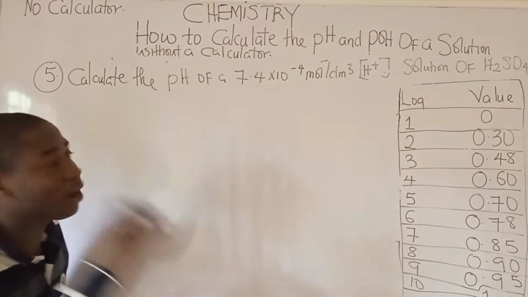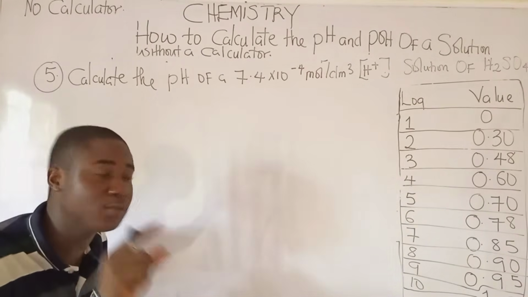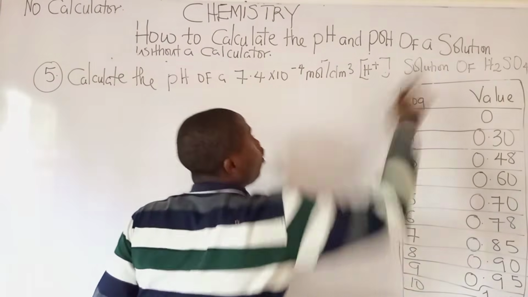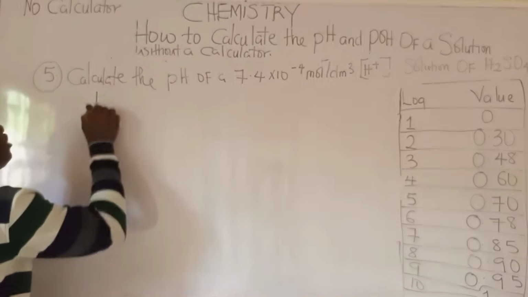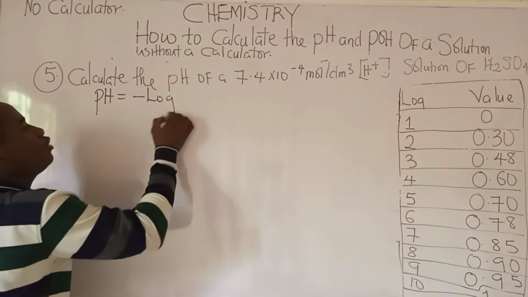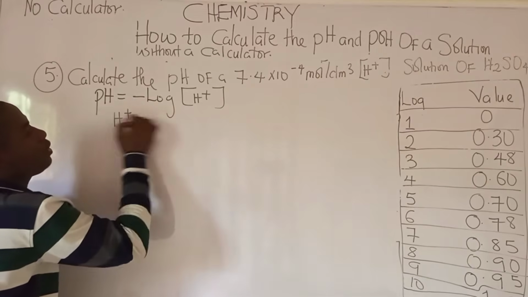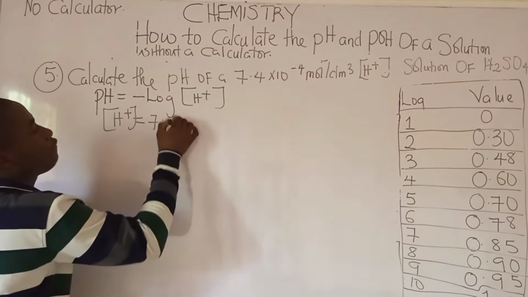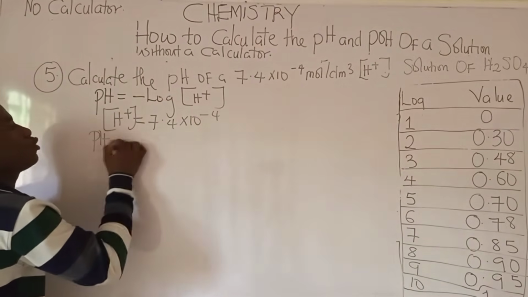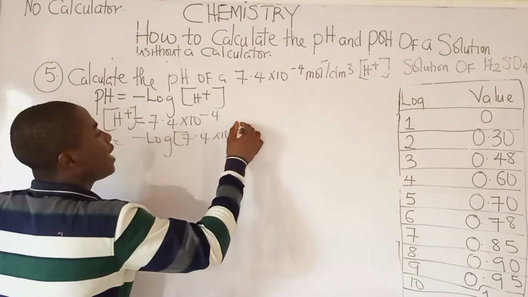Now the question says, calculate the pH of a 7.4 times 10 raised to the power minus 4 mole per dm cube H plus solution of H2SO4. That means they are asking us to get pH. Okay, and the pH formula is minus log of the concentration of H plus, and the H plus is already given to be 7.4 times 10 to the power minus 4. So we simply input, so pH will now be equal to minus log of the H plus. The H plus is 7.4 times 10 to the power minus 4.